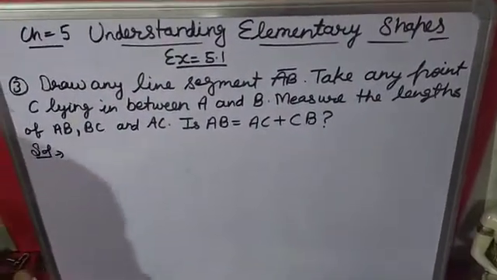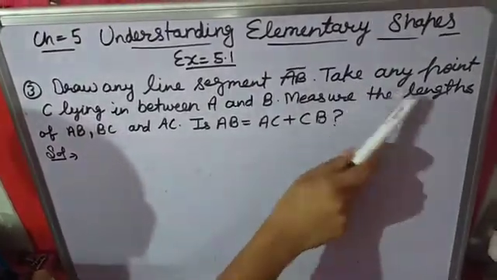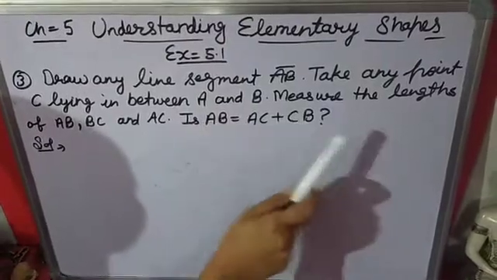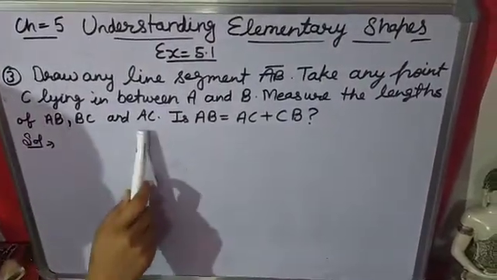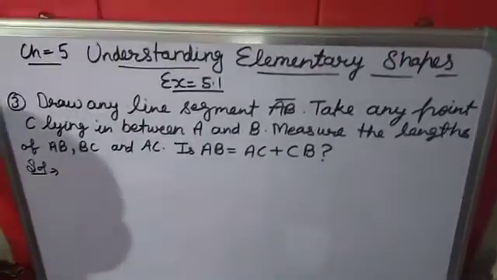Third question is exercise 5.1. Draw any line segment AB. Take any point C lying in between A and B. Okay? Measure the lengths of AB, BC and AC. And you have to tell is AB equal to AC plus CB.